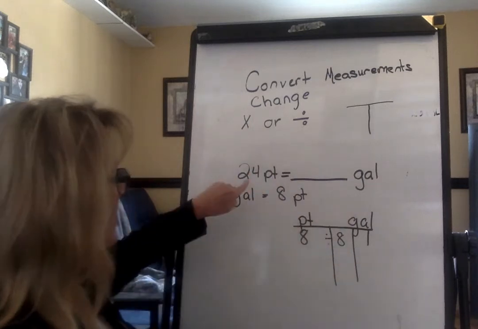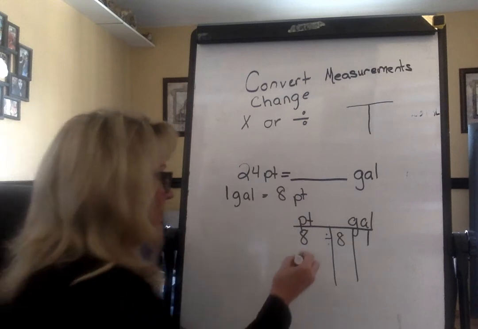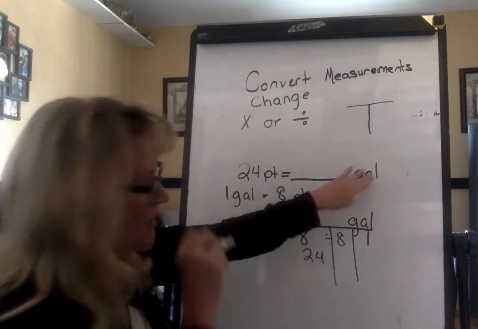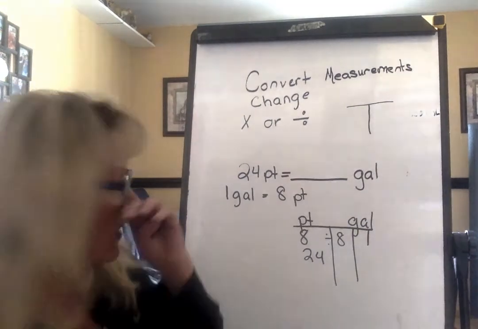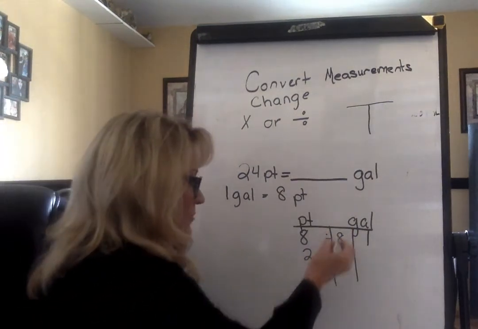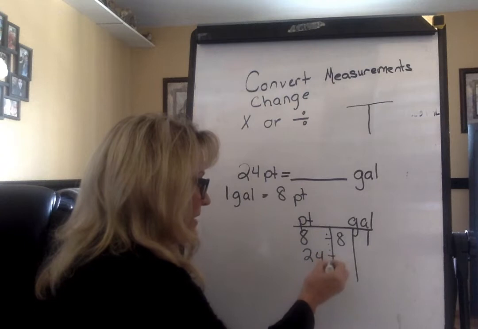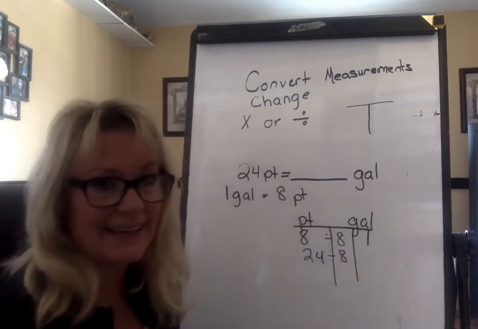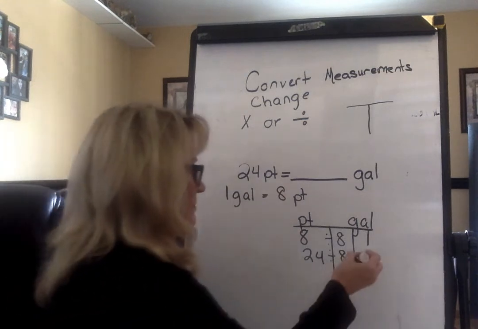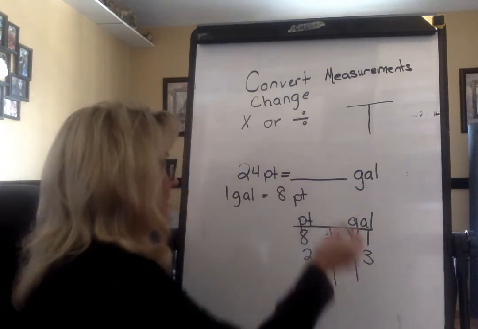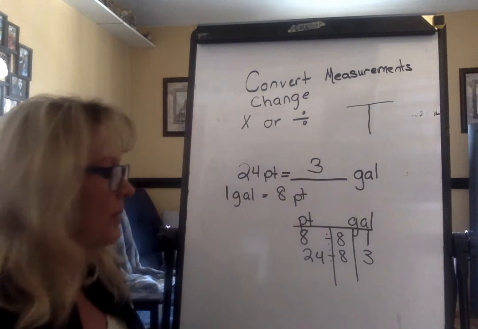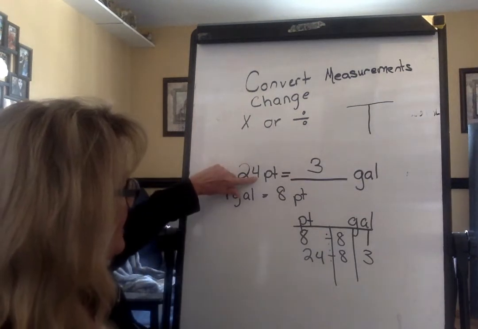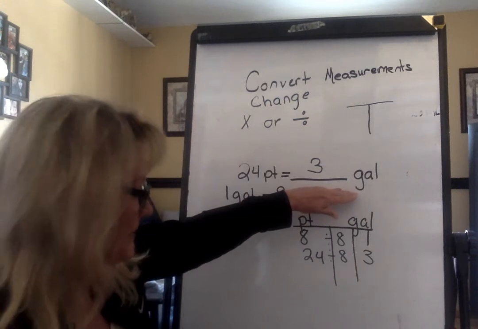Let's go back to our problem. This one says I have 24 pints. And I'm supposed to figure out how many gallons that is. So I know that, okay, my rule says that whenever I change pints into gallons, I divide by 8. 24 divided by 8. Simple. 3. So if I have 24 pints, it's the same as having 3 gallons. This is a lot of small pieces. This is fewer, bigger pieces.